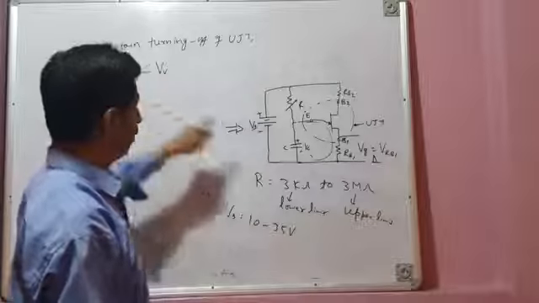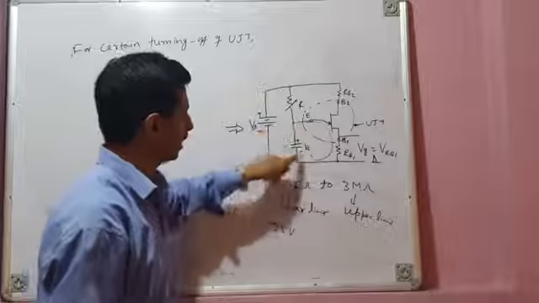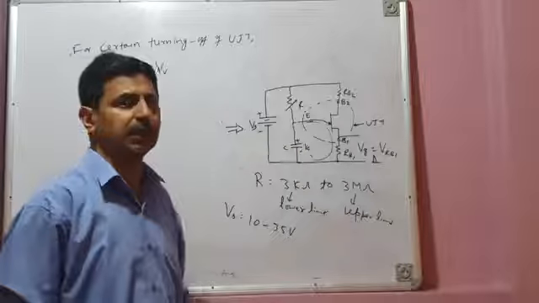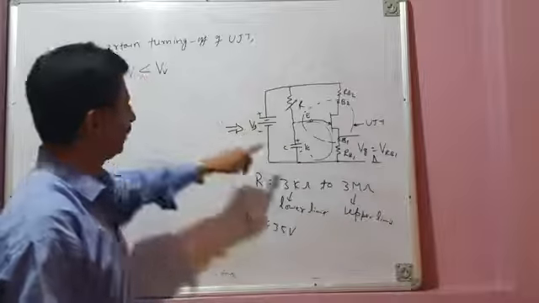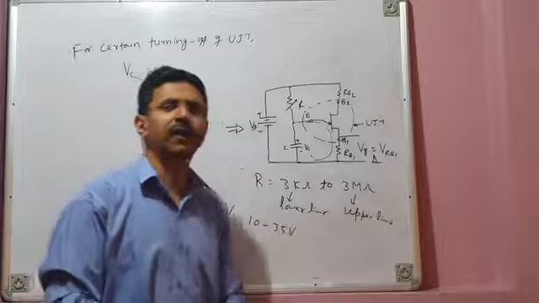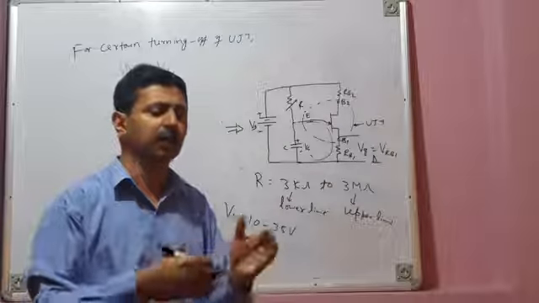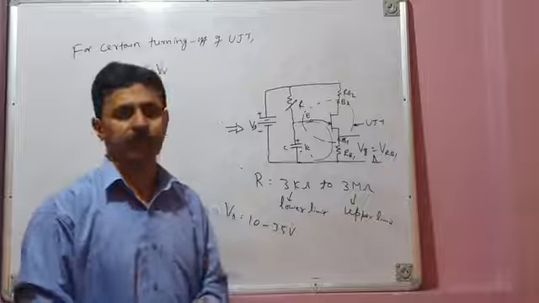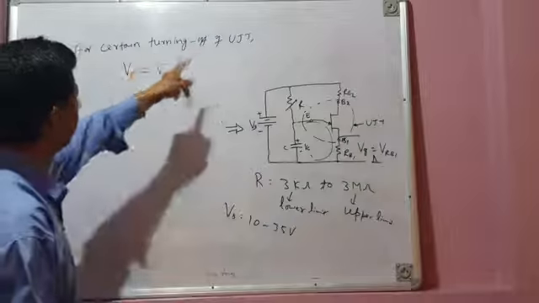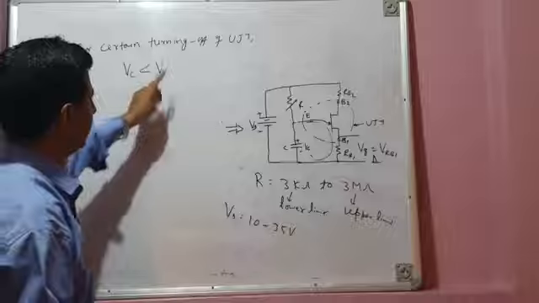But if, when this capacitor discharges, the capacitor voltage is not less than valley point voltage, it will never turn off. Your UJT will never turn off. It will remain in the on state. It will take a very long time for the UJT to turn off. So for certain turning off of the UJT, the capacitor voltage should be less than VV.